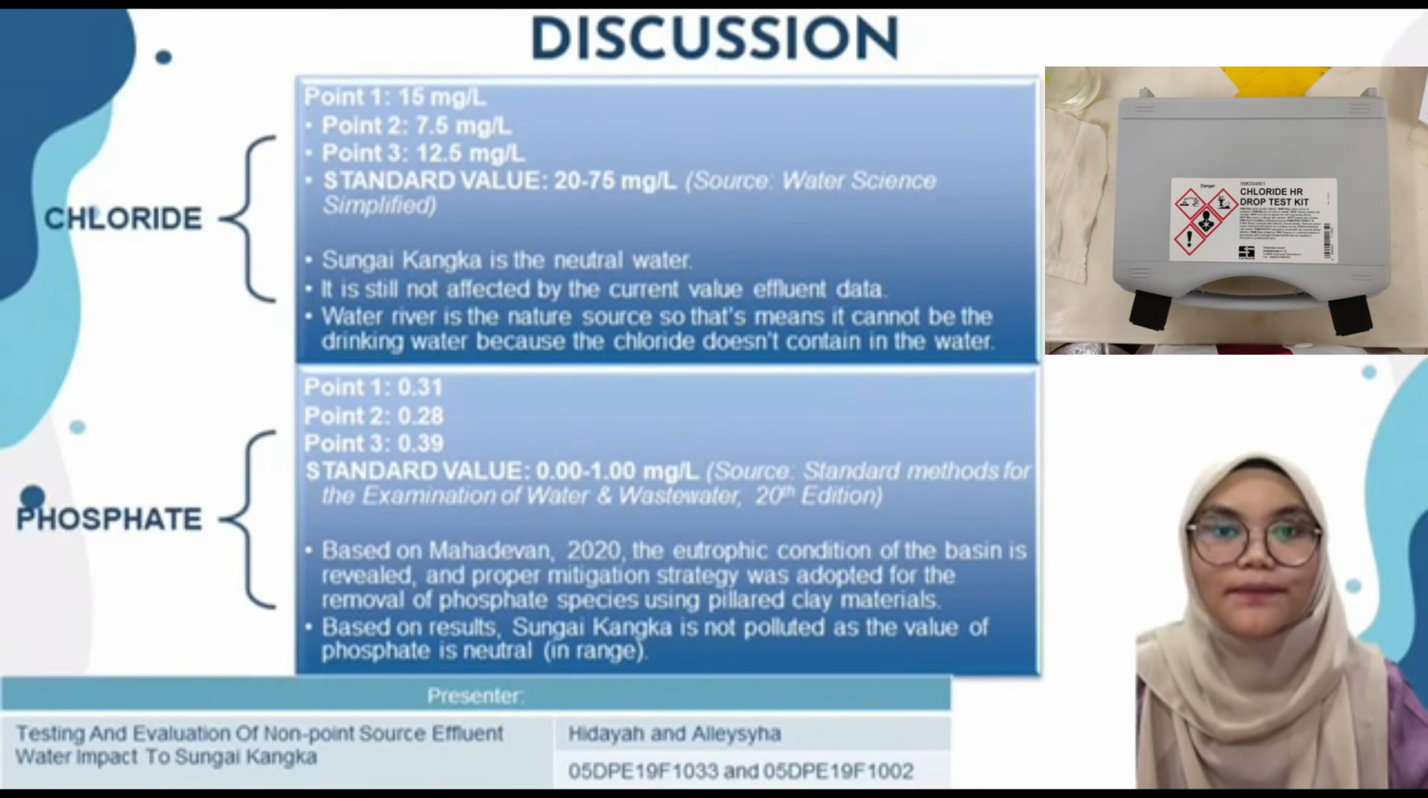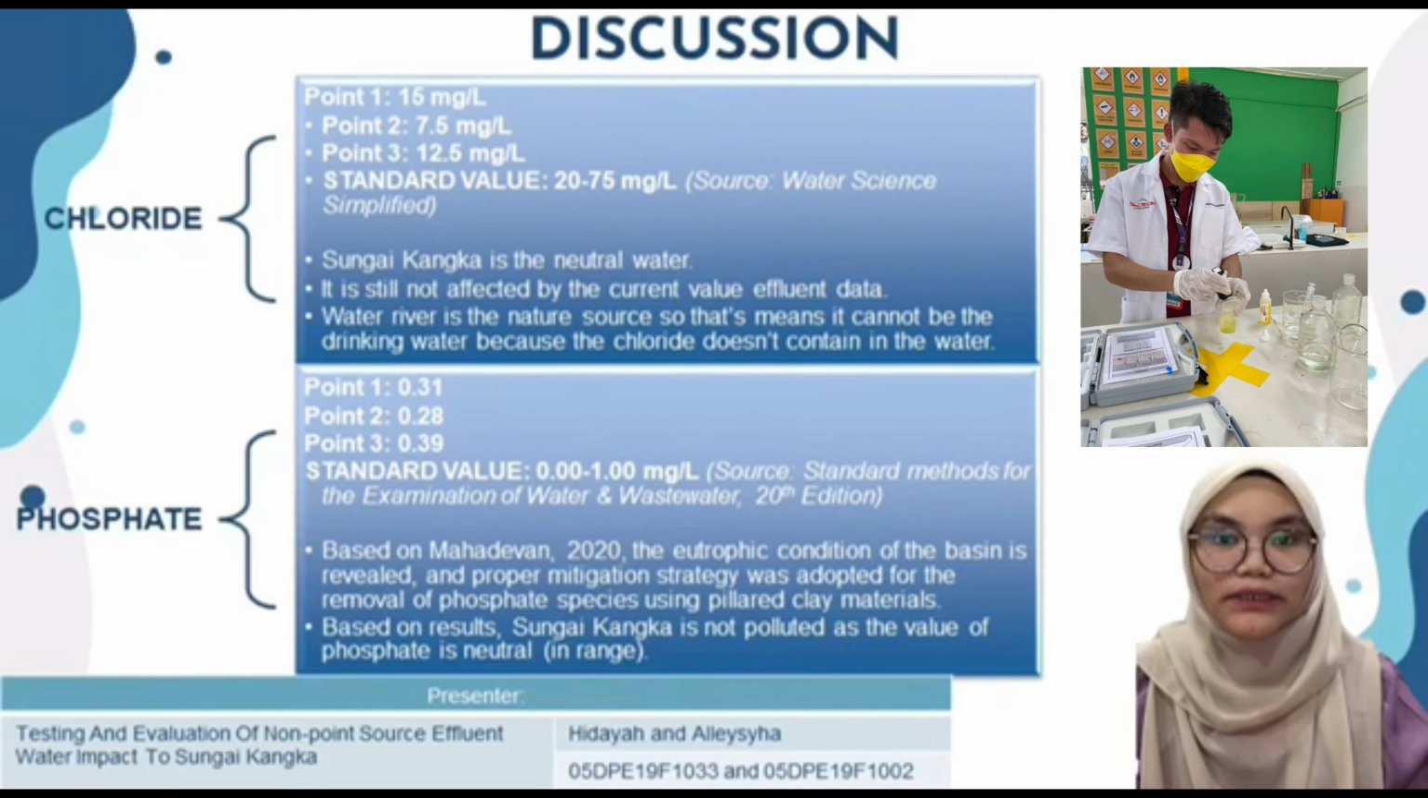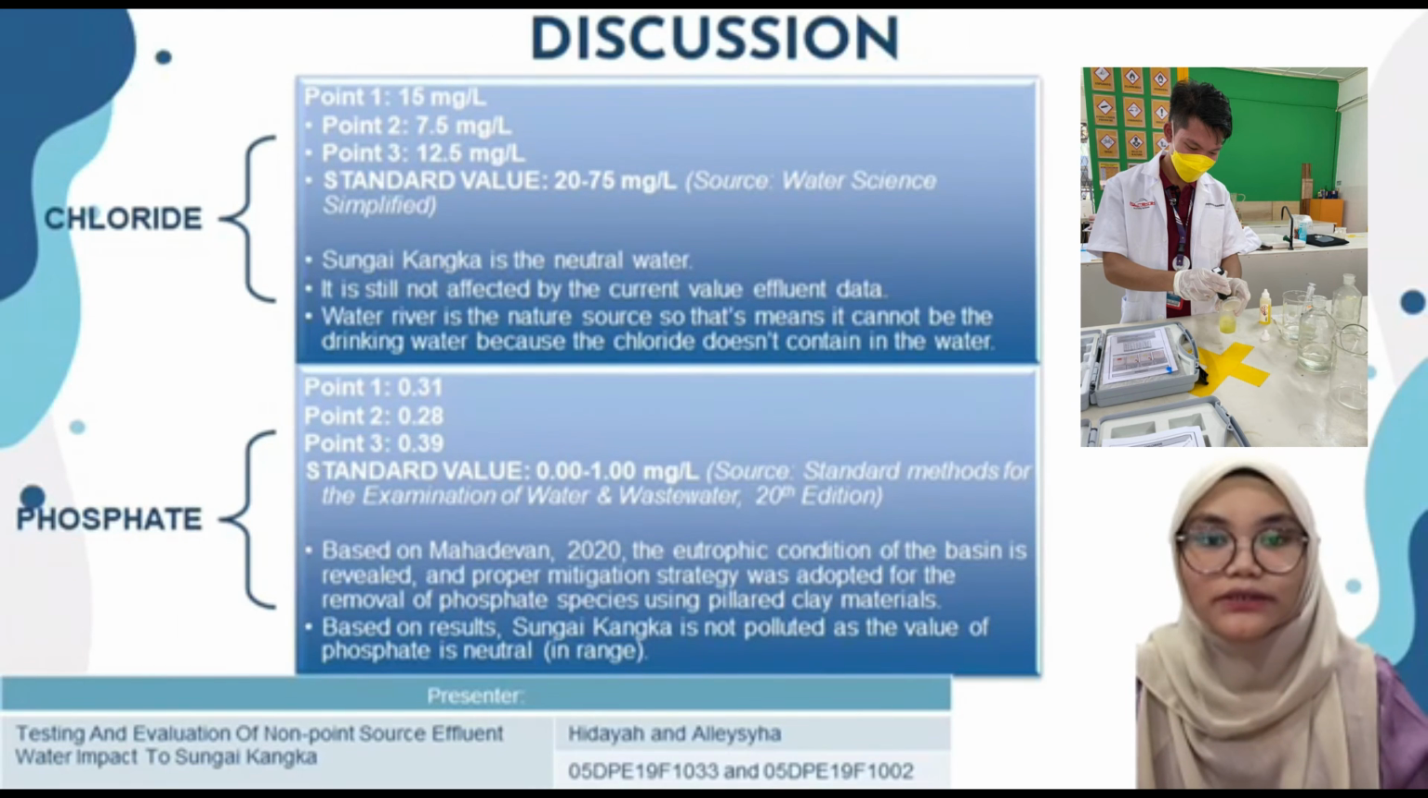For the chloride, based on Water Science Simplified, the standard value is 20 until 75 mg per liter. So that means the value from the water sampling is acceptable. Sungai Kangka is natural water. It is still not affected by the current effluent data. River water is a natural source, so that means it cannot be drinking water.